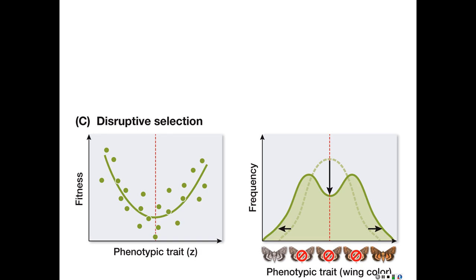And disruptive selection is interesting because whereas stabilizing and directional tend to decrease variation in a population, disruptive actually tends to increase variation because we have more than one phenotype that is selected for.